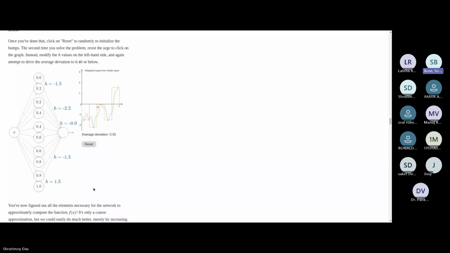Can you calculate these hidden layer weights? Yes, we can calculate these hidden layer weights. This is a big network, but for a small network, you have to write down each and every weight because we know the expression.